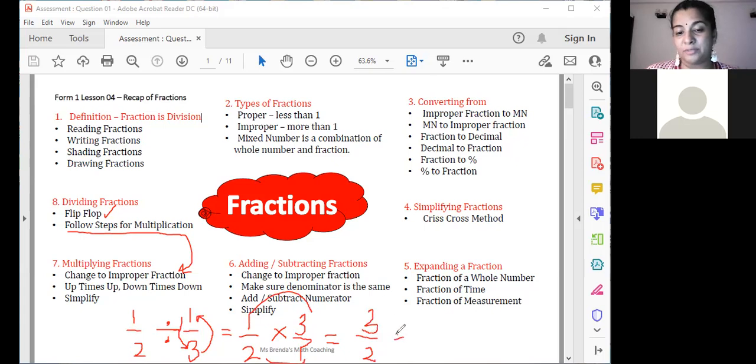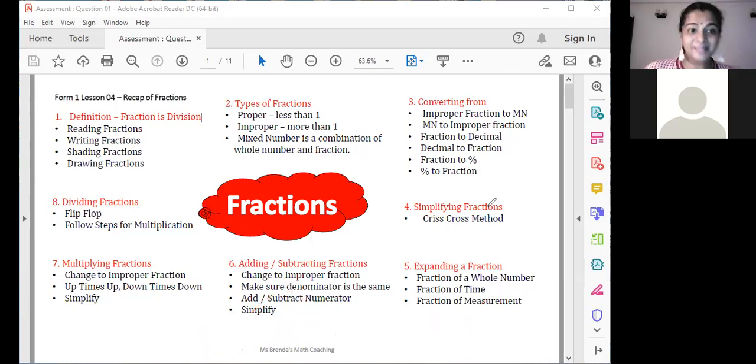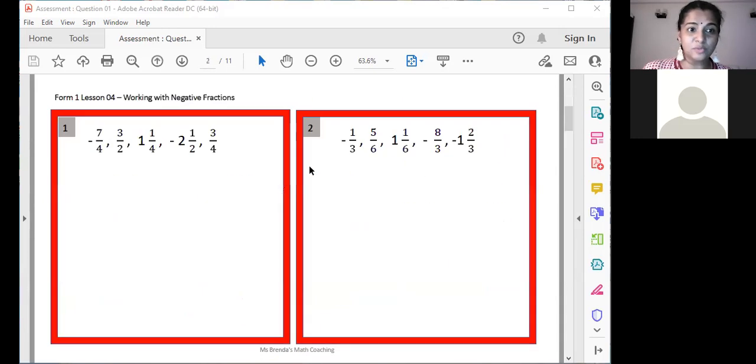And this is an improper fraction. Change it to a mixed number. Done. That's it. That's fractions in 5 minutes, the whole of standard 6. Okay? All right? Your job is to not forget. That's all. And today we are going to look into positive and negative fractions. Okay? So guys, let's move on.